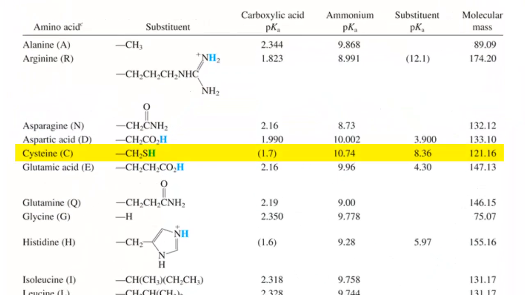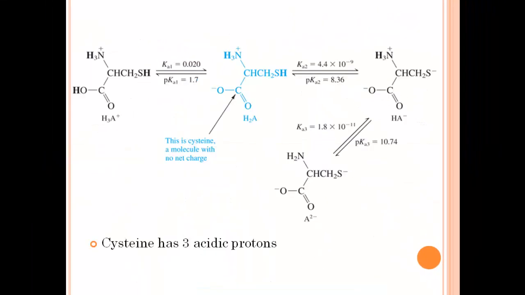So for example, the amino acid cysteine has 3 acidic protons. You can see right there, it has a pKa for the carboxylic, the pKa for the substituent, which is the second pKa, and the pKa for the ammonium group, which is 10.74. This is what you see in your book. It shows you the process of them losing each acidic proton.